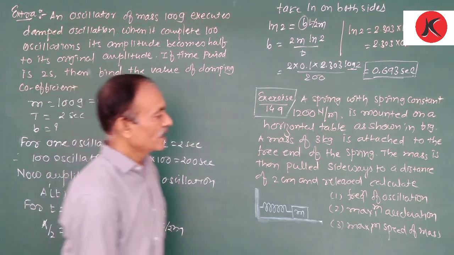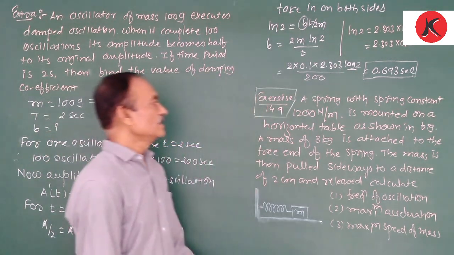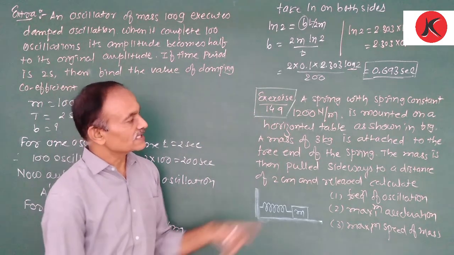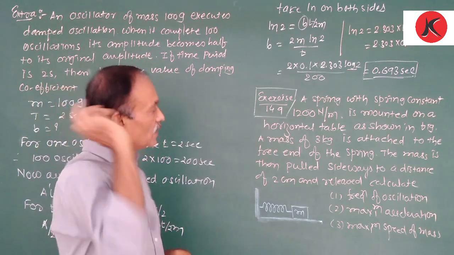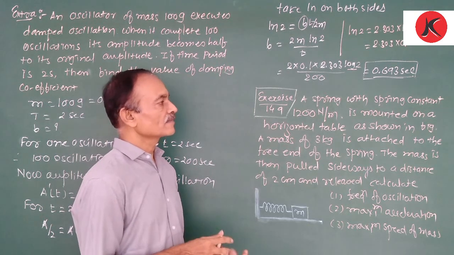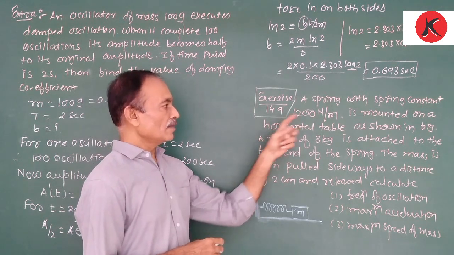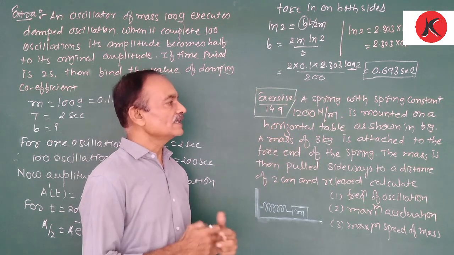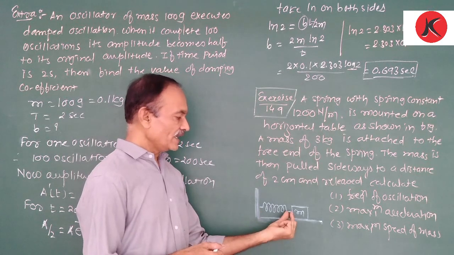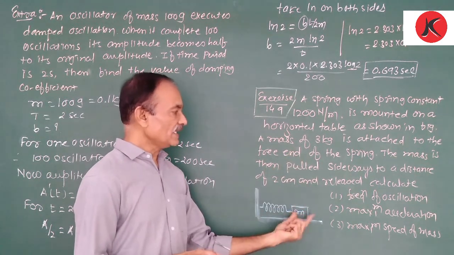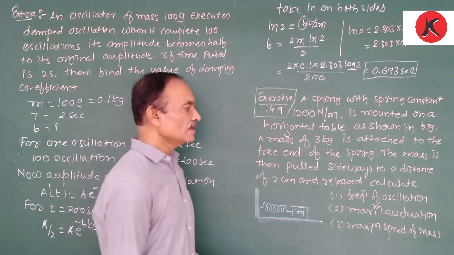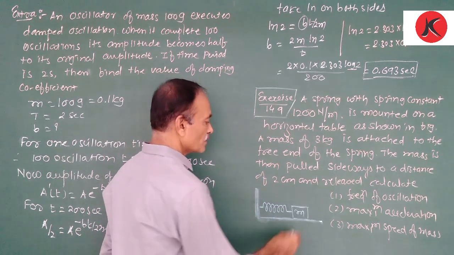Clear? Okay. Now in the exercise, first we calculate the 14.9 numerical of the exercise. We already calculated the same numerical in an illustration. What is given? A spring with spring constant 1200 Newton per meter is mounted on a horizontal table as shown in the figure. One end of the spring is connected to a rigid support and the other to a body of mass m equal to 3 kg. The mass is then pulled sideways to a distance of 2 cm.